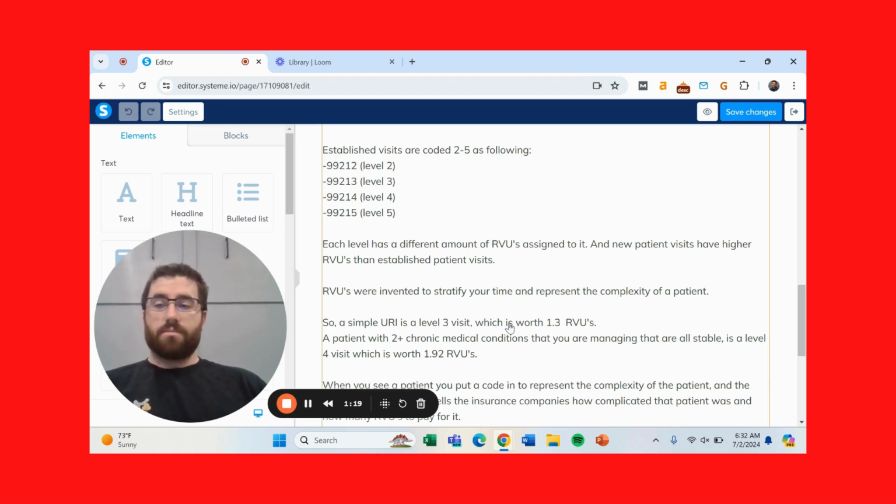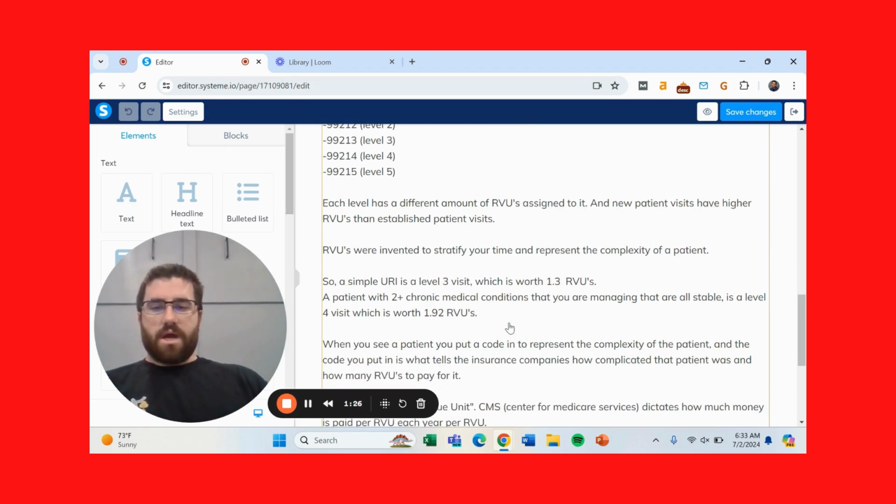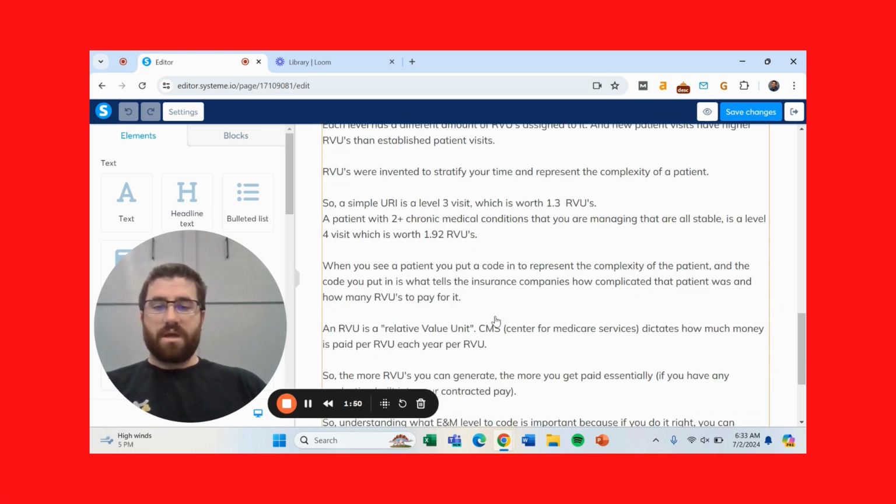If you have a patient with more problems, if you have a patient that you spend more time with, you can code a higher level, which generates more RVUs. So, for example, a simple URI is a level 3 visit, which is worth about 1.3 RVUs. A patient with 2+ chronic medical conditions that you are managing and that are all stable, that's a level 4 visit. An established level 4 visit is 1.92 RVUs. So you can see the difference, 0.62 RVUs between an established level 3 and an established level 4. So you actually get paid more the more complex the patient is and the more time you spend with the patient. Both those things you get paid more for if RVUs are a part of your contract at all.